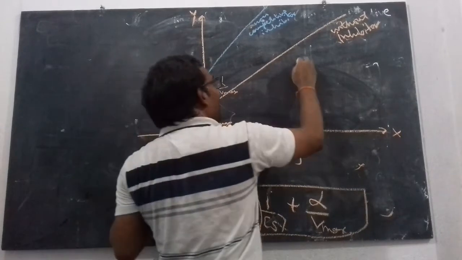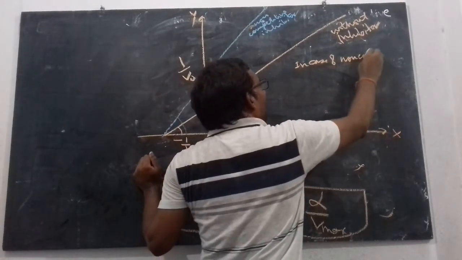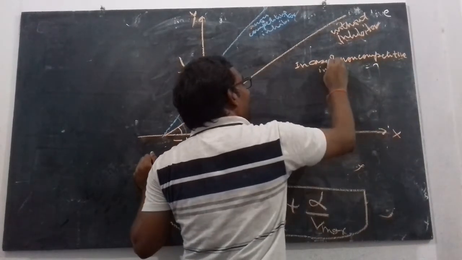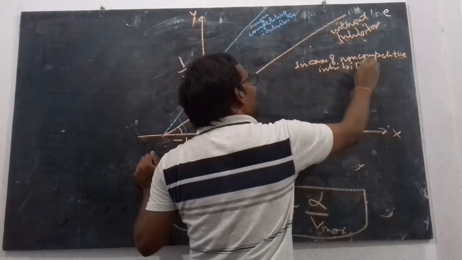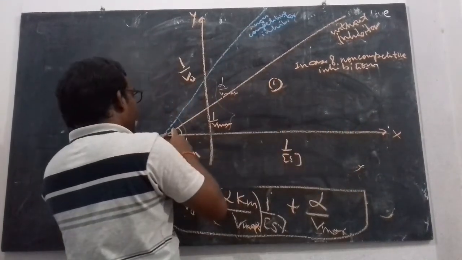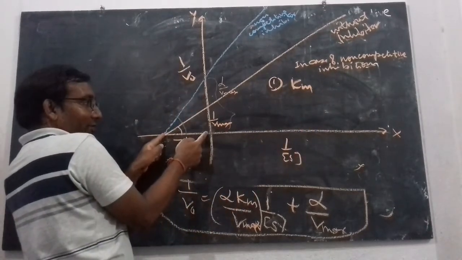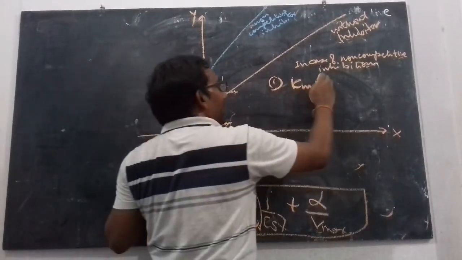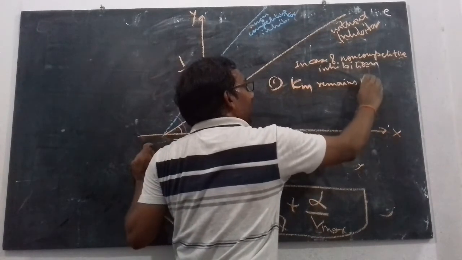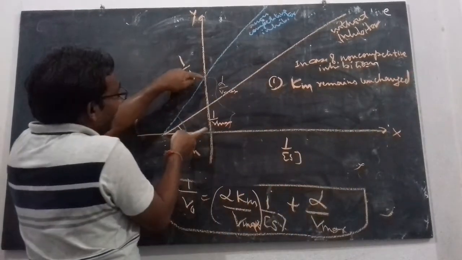So in case of non-competitive inhibition, non-competitive is a special type of mixed inhibition. Number 1, Km remains unchanged. See, Km has not increased or decreased. Km remains unchanged. But the Vmax has decreased.